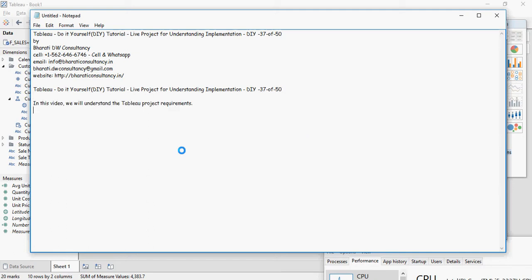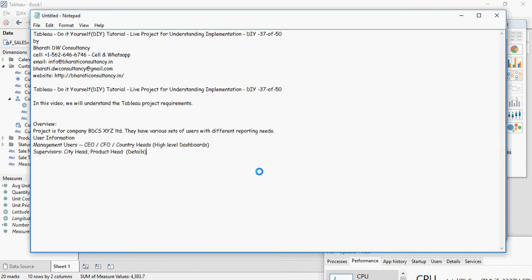So let's understand the Tableau project requirements. This project is for a company, BDCS XYZ Limited. They have various sets of users with different analytical and reporting needs. Management users, CEO, CFO, and country heads like high level dashboards. Supervisors, city heads and product heads are different. City heads would be interested in each city and city-wise sales data, and product heads would be interested from a product line perspective.